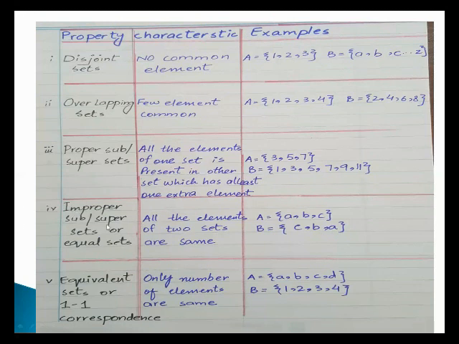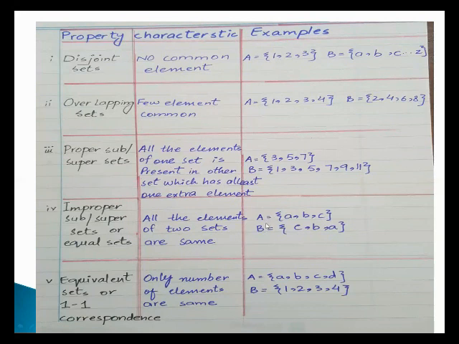Next is improper subsets and supersets, or equal sets. All the elements of the two sets are the same. The characteristic of an improper set is that when we compare the two sets, we observe that all the elements of both sets are the same.